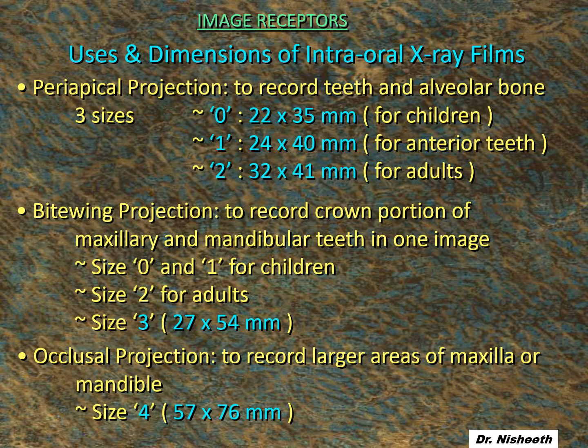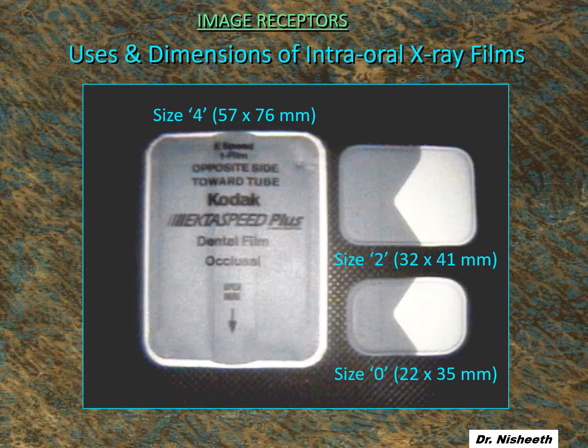The third type of intraoral radiography is occlusal projections. In the occlusal projection, the entire maxilla or mandible has to be covered, because the film is kept in the occlusal plane. So they are larger in size, 57 by 76 millimeters. The sizes of the films are also a very frequently asked question, either in viva, MCQs, fill in the blanks, or 2 marks questions. Please remember them. It's given there in the book also.